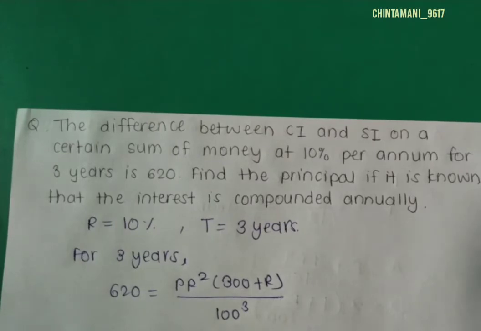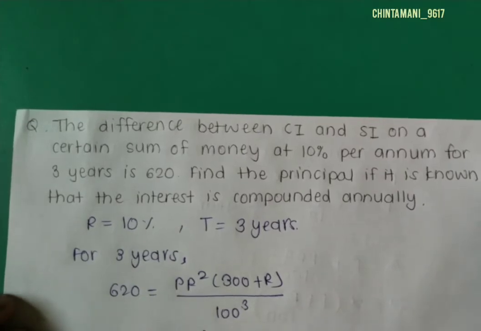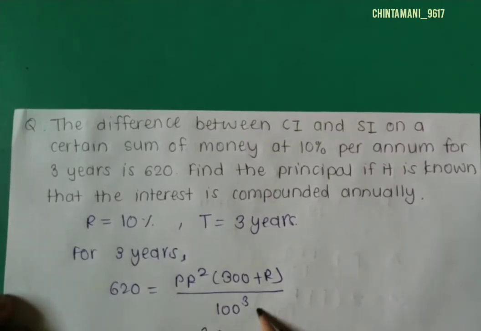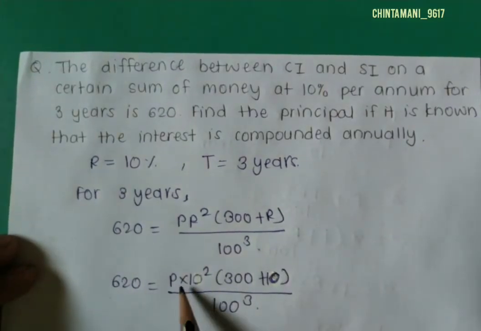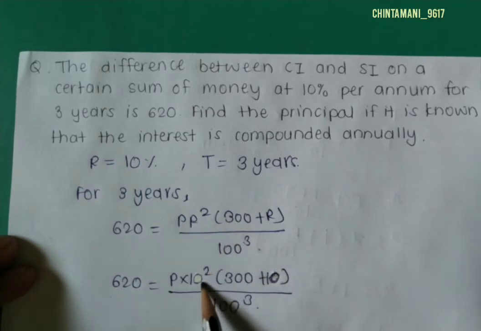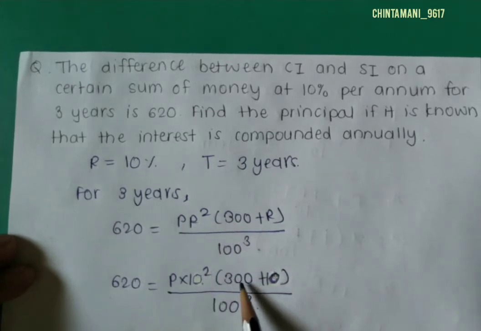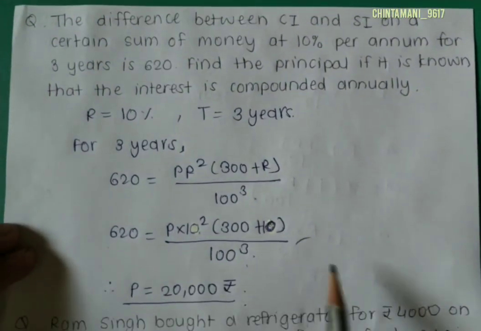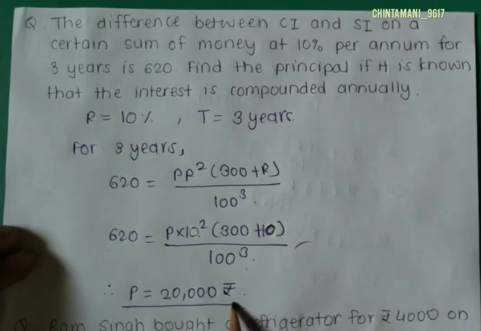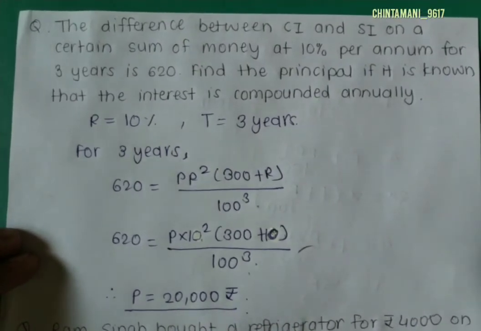We know the formula for 3 years, that is the difference between the compound interest and simple interest is equal to PR^2 (300 + R) divided by 100^3. Just substitute the given values: 620 is equal to P into 10^2 (300 + 10) divided by 100^3. After solving this, we get the value P is equal to 20,000 rupees. That is, the difference between the simple interest and compound interest on 20,000 rupees at 10% per annum for 3 years is 620.